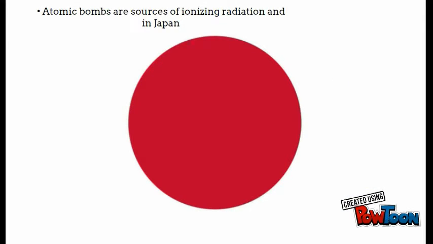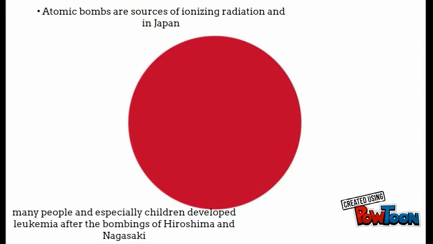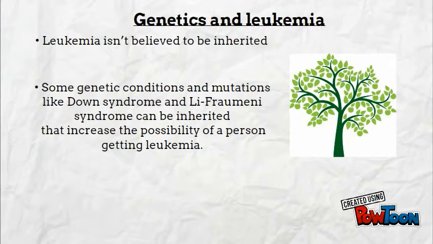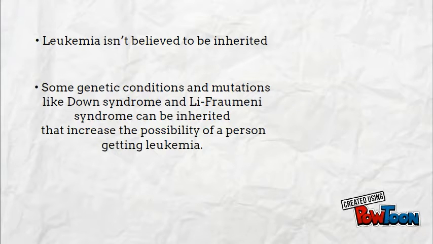Atomic bombs are sources of ionizing radiation, and in Japan, many people, and especially children, developed leukemia after the bombings of Hiroshima and Nagasaki. While leukemia isn't believed to be inherited, some genetic conditions and mutations like Down syndrome and Li-Fraumeni syndrome can be inherited that increase the possibility of a person getting leukemia.